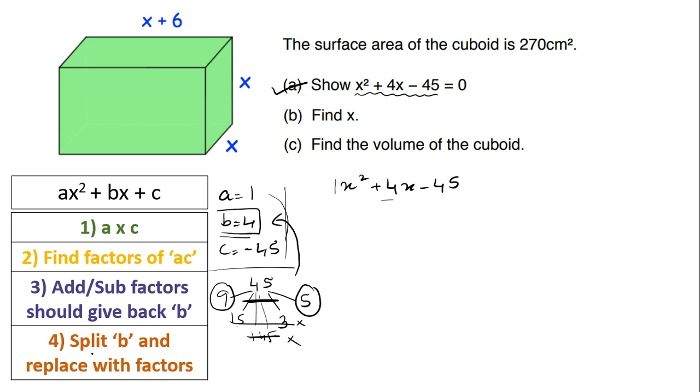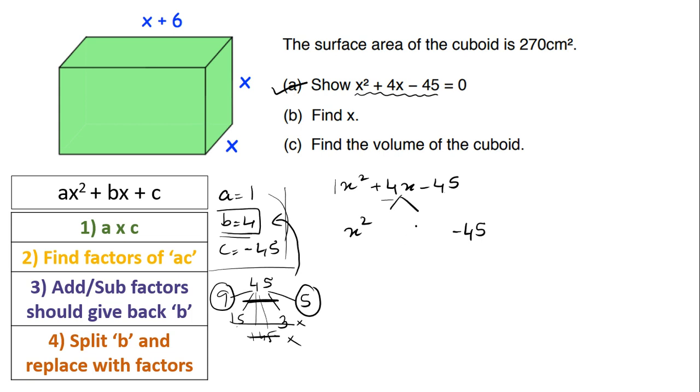Now, what's the last step? Split b and replace it with the factors. Now, this is my b, that is 4x. I have to split it. Before splitting the b, I have my x squared here. That just comes down the way it is. Then I have my 45. That just comes down the way it is, negative 45.